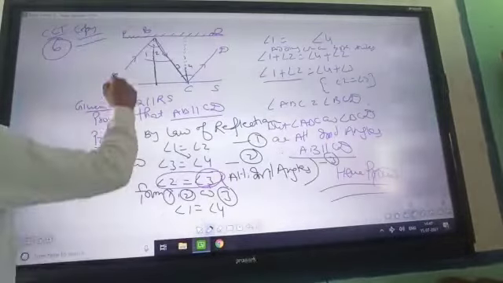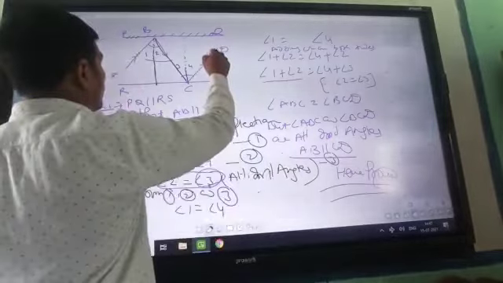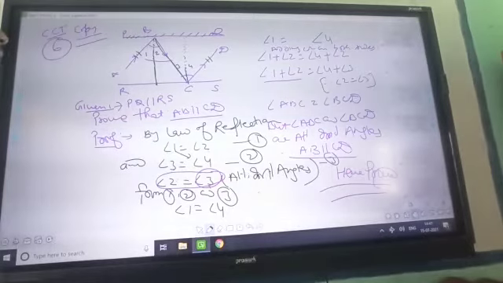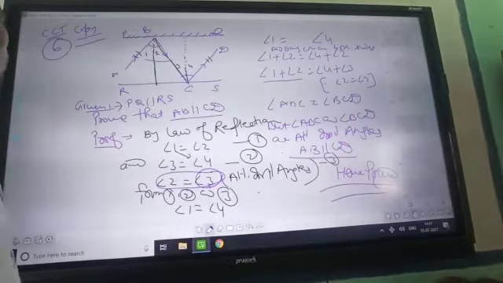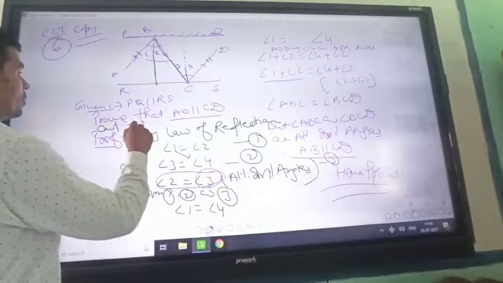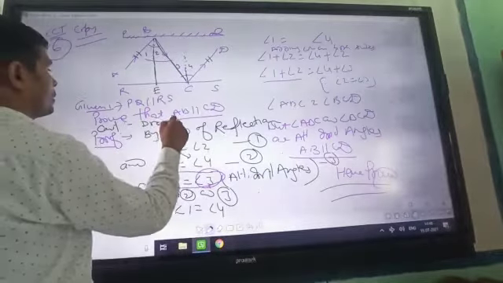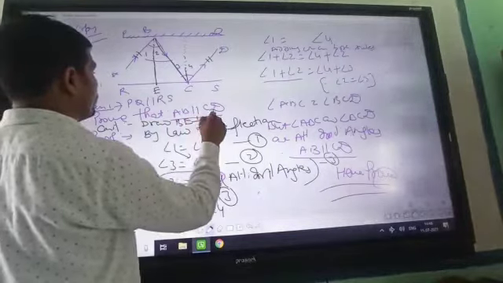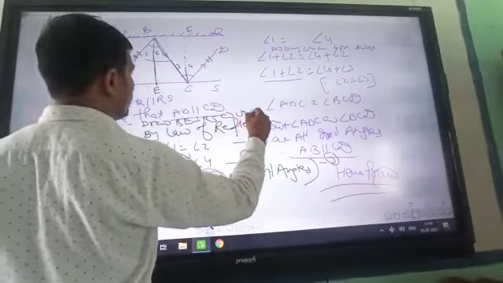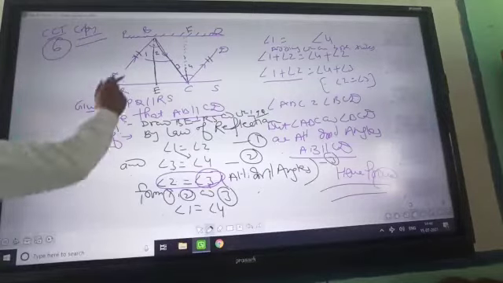I have to prove that this line AB will be parallel to this one, CD. You have to prove this. So now, for construction, I have done the construction here. Draw, you may consider it as BE perpendicular to RS and CF perpendicular to PQ. So these are the two perpendiculars we have drawn.